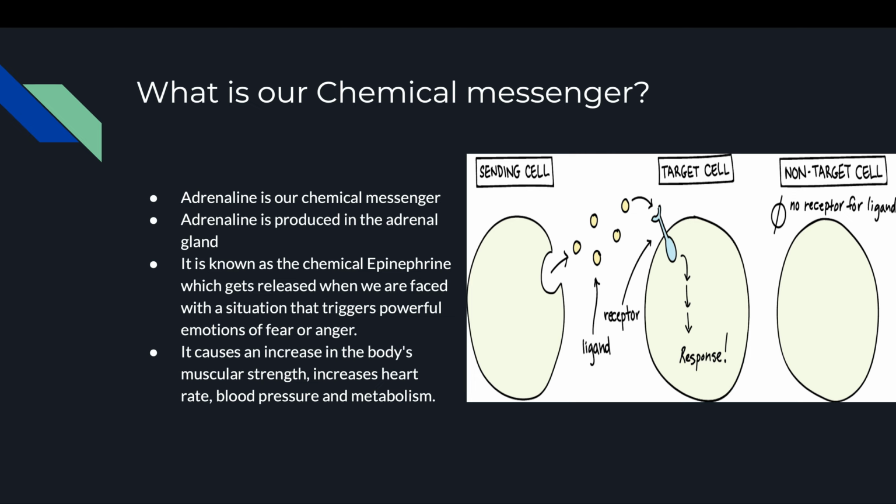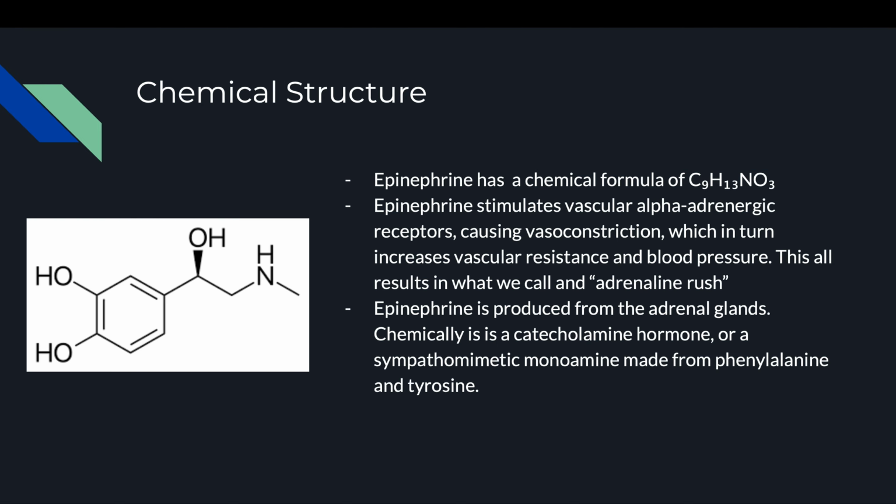Our chemical messenger we decided to use is adrenaline or epinephrine, which causes the fight or flight response in humans. The chemical structure of epinephrine is shown in the photo we put. The chemical formula is C9H13NO3. Epinephrine is produced from the adrenal glands, and it is a catecholamine hormone or a sympathomimetic monoamine made from phenylalanine and tyrosine.